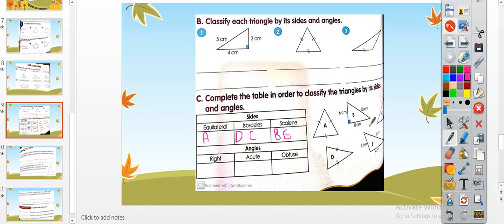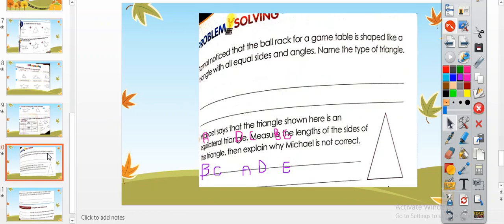Let's classify the triangles now by the angles, sorry. So the right triangles are B and C. The acute triangles are A and D. And the obtuse triangles, I have only one, which is E. That's it. Okay, let's move to the next slide.